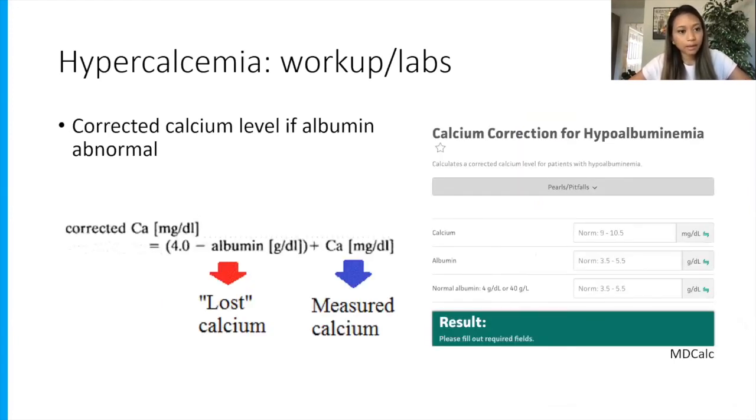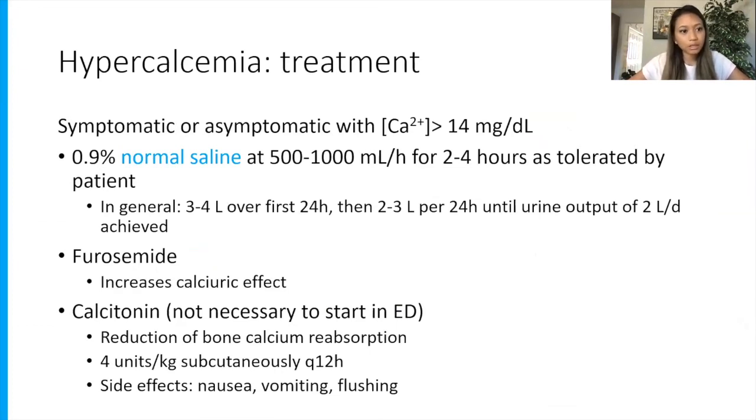There is, again, another equation worth mentioning. If the albumin is abnormal, you should correct the calcium level. So treatment, basically, if it's normal saline, you can give them furosemide or calcitonin, but it's not necessary to start in the ED because it takes a while to start working.